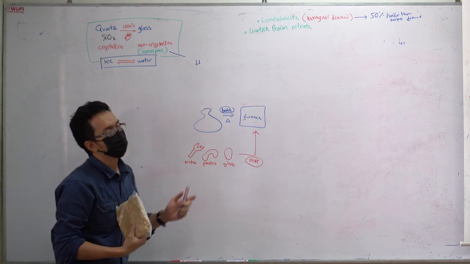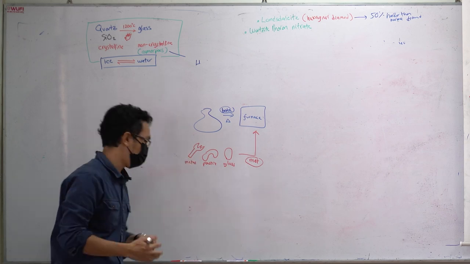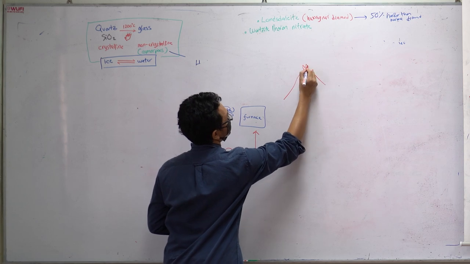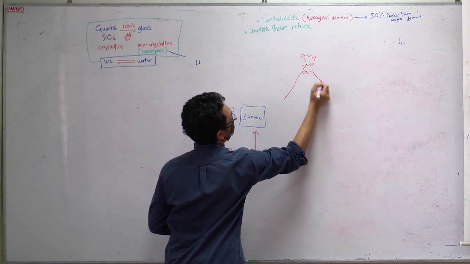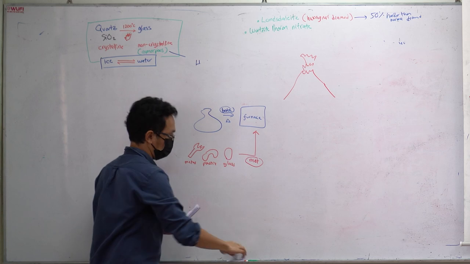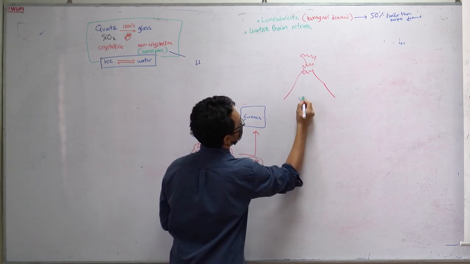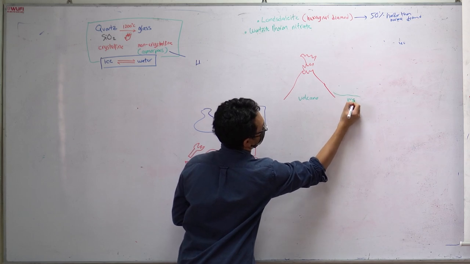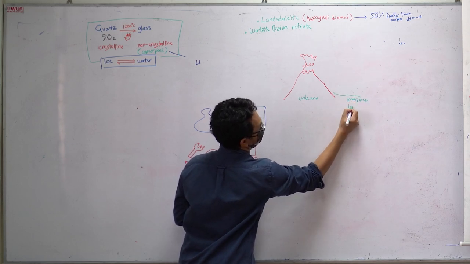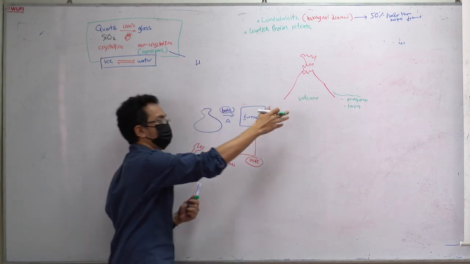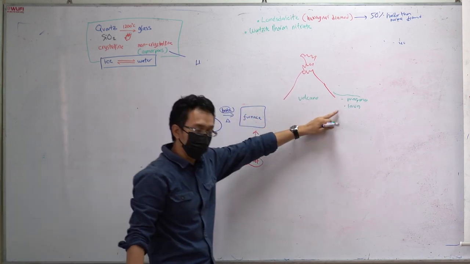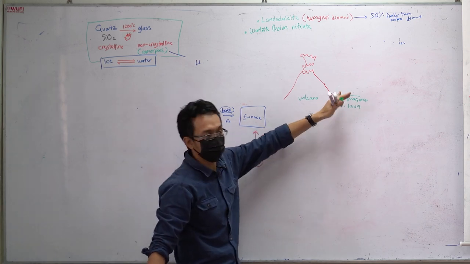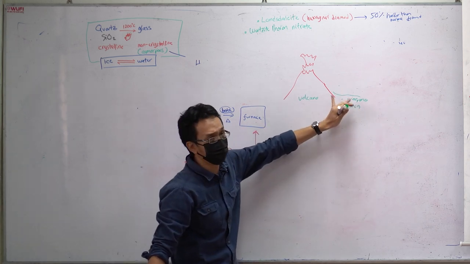So in nature, we have magma. In nature, you have a volcano, and also magma and lava. This is basically the temperature that you need to reach in order to melt the clay. So this magma and lava, we can say is like melted clay.